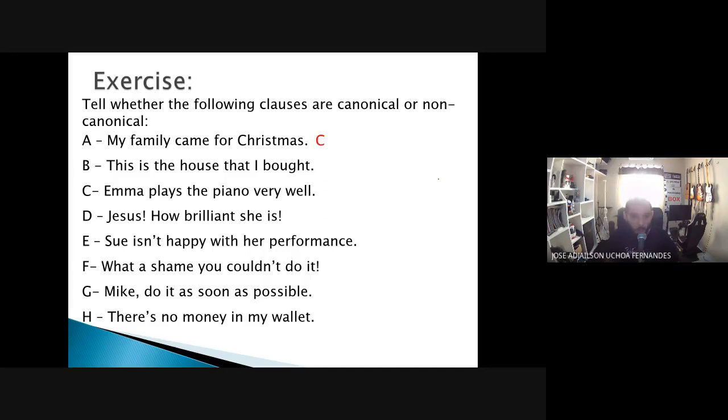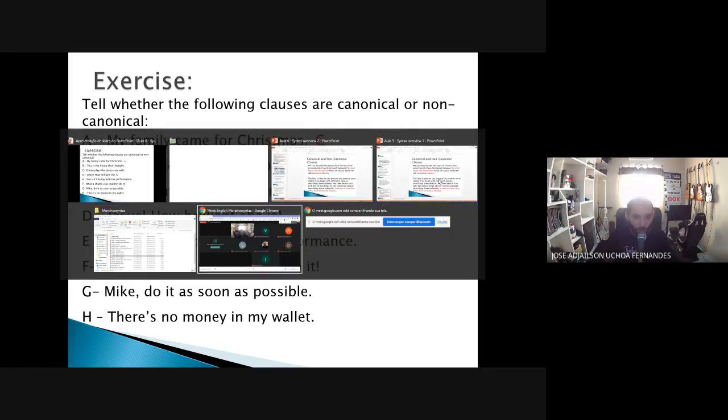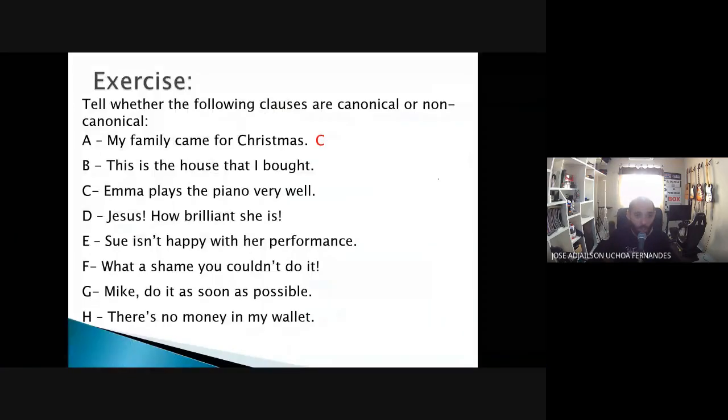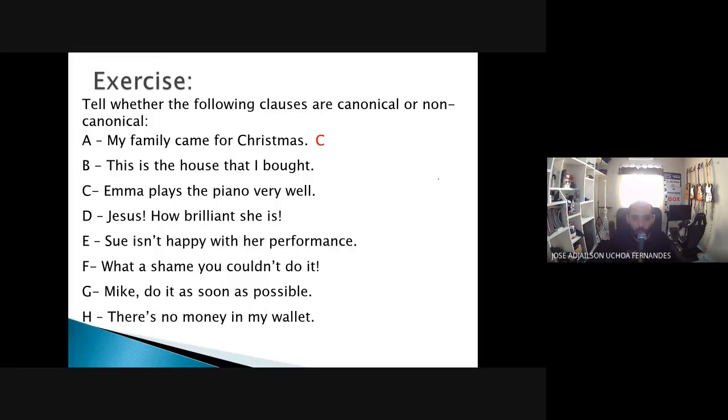That's great. This is the house that I bought. I'll let you think about this. Where are my other students? Why are you so quiet? Let's participate. Think of these. This is the house that I bought. Do you think it's canonical or non-canonical? I'd like to hear divergent voices here.